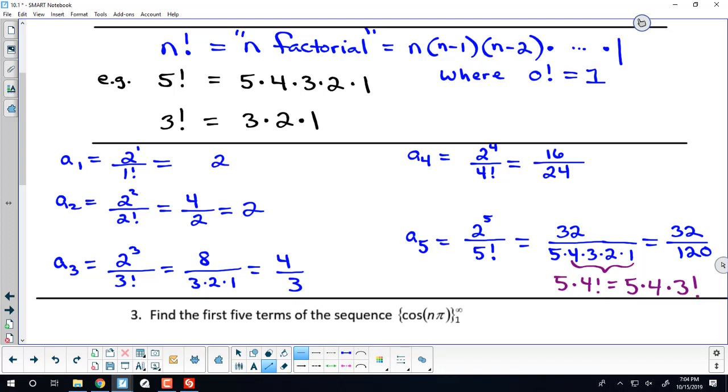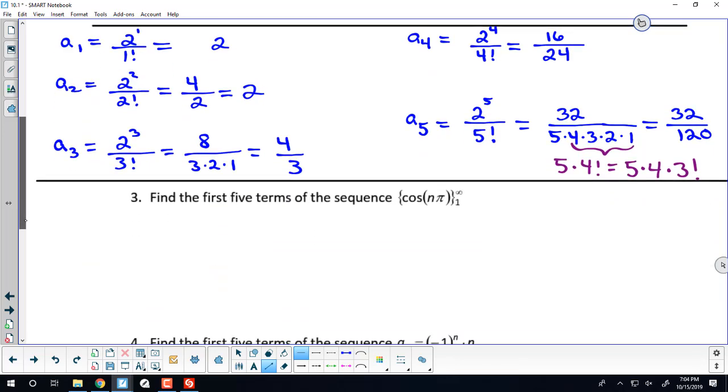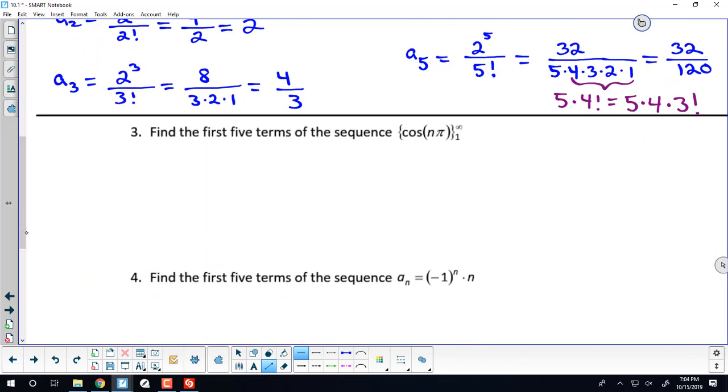The sequences that are defined explicitly, even if we want to define the 100th term of that sequence, all we do is plug in 100 for n and we have the 100th term, right? So primarily we deal with sequences that are defined explicitly.